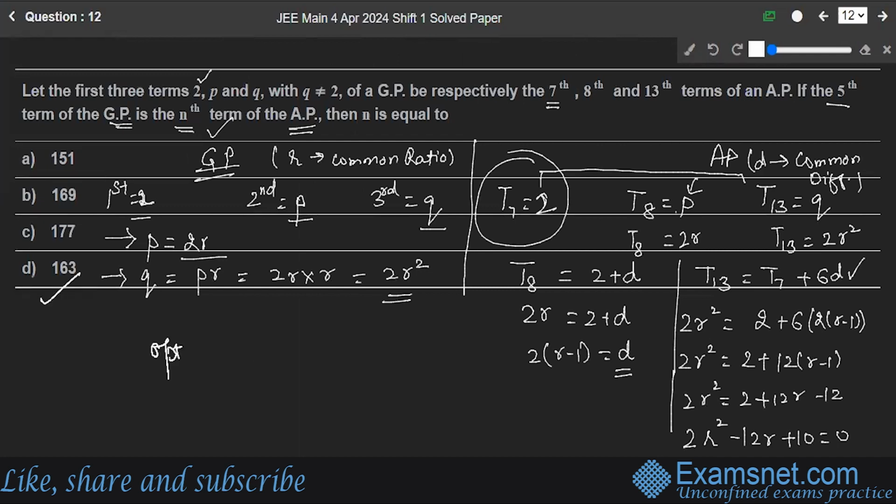Here you have option D. This is the right answer to the question. Hope you got that. Let's move to the next question then.